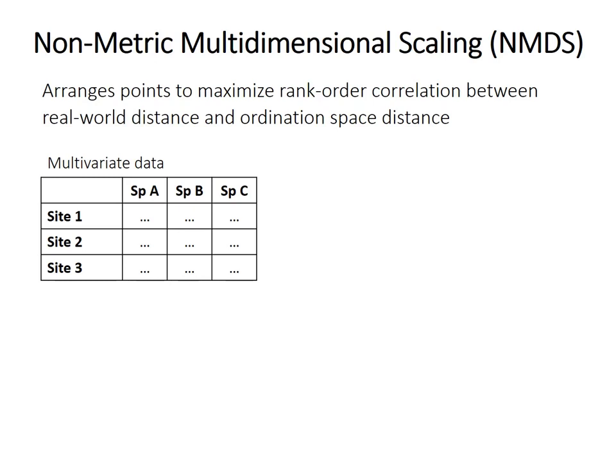So basically, NMDS arranges the points on the ordination plot in the way that maximizes the rank order correlation between the real-world distances, we could say, and the distances in that ordination space. So basically, you start out with the complete multivariate data set, which has measurements of lots of things, or counts of lots of things. Here I'm using species counts because this method is often used for this sort of data. And so you have these measurements or counts in many different samples.